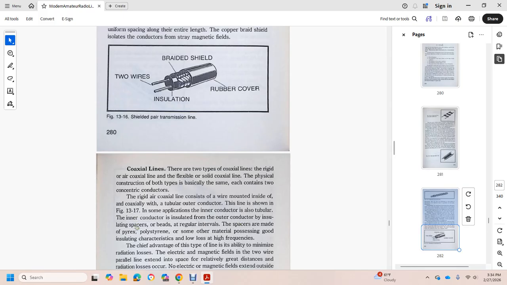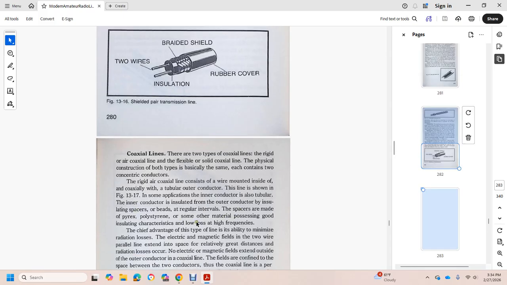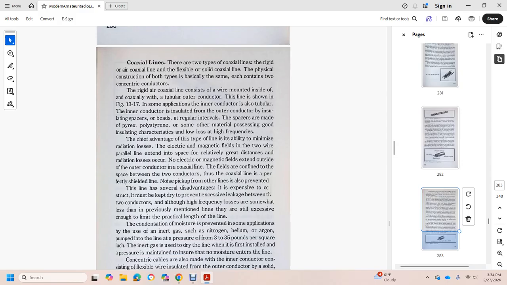These materials provide good insulation with low loss at high frequency. The advantage of this type is its ability to minimize radiation loss, unlike the parallel line. There is no electric or magnetic field outside the outer conductor of the coaxial line, as the field is confined to the space between the two conductors. The coaxial line, a perfectly shielded line, does not pick up noise from other lines, but it has several disadvantages, such as being expensive to construct.